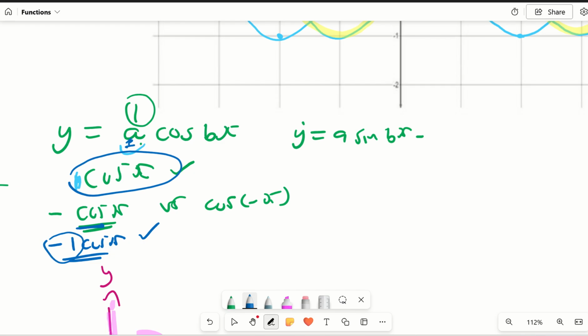If it's a 1, you know the amplitude is 1. If it's minus 1, you know that the amplitude is 1. If this thing is minus 2, then you say that your amplitude is 2. If this thing is 2, your amplitude is also still 2.